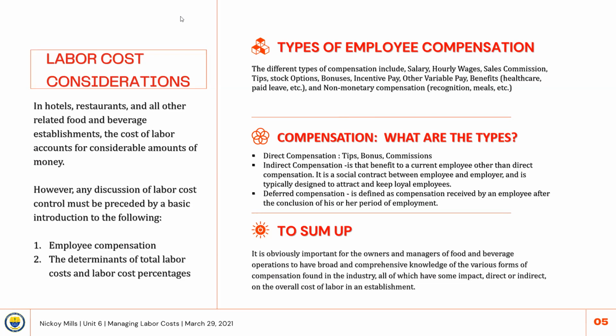So let us look at indirect compensation. Indirect compensation is that benefit to a current employee other than direct compensation. It is a social contract between employee and employer and is typically designed to attract and keep loyal employees. It includes everything from legally required programs to those that the employer decides to provide.